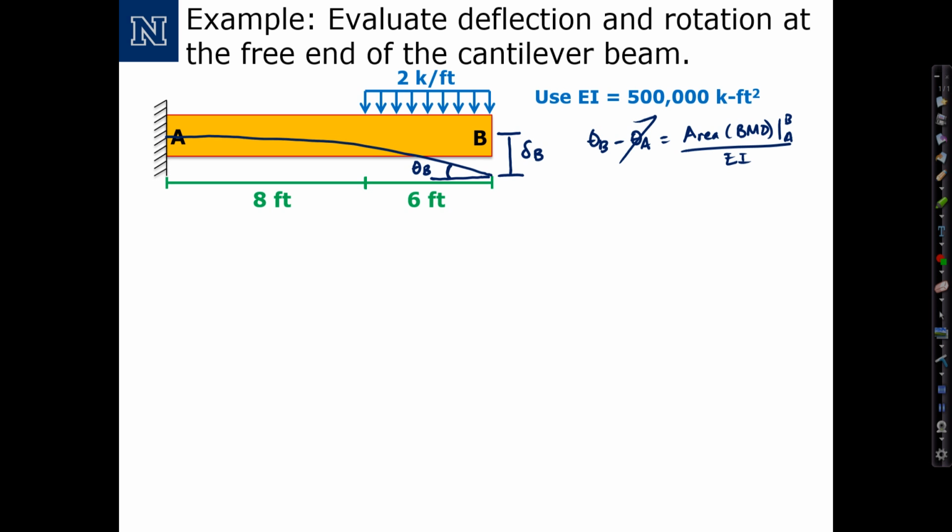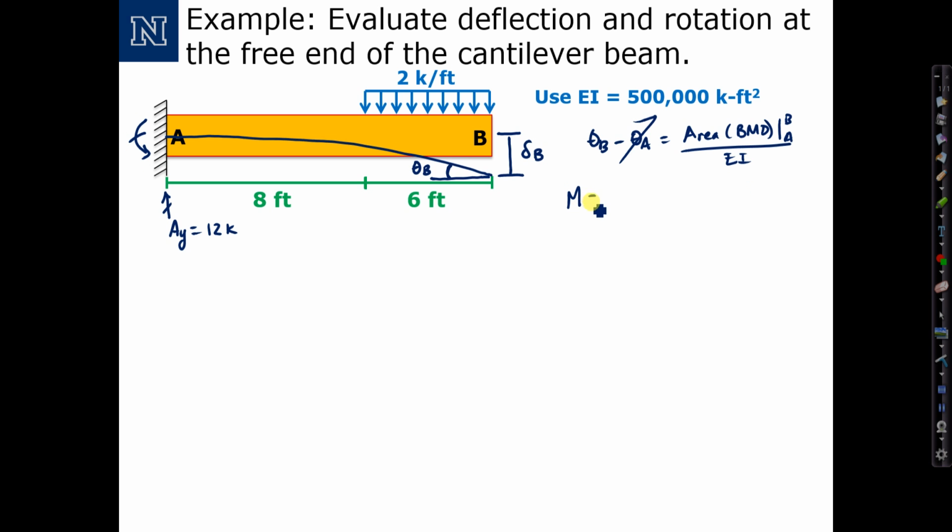So now I need a bending moment diagram. Start out with beam reactions. A sub y balances the applied force, 2 kips per feet times 6, which is 12 kips. This force also causes a moment in the clockwise direction about A. It's going to be balanced by a reaction in the counterclockwise direction.